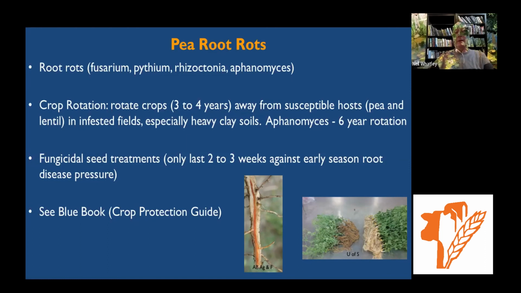In the first picture there, you see the red streak through the root. If you see a weak plant, you cut the root open with your jackknife and you see a red streak. That means there's Fusarium root rot there. The next picture is Aphanomyces. The caramelized roots are the ones that are affected with Aphanomyces.